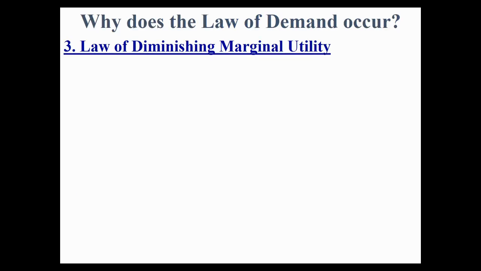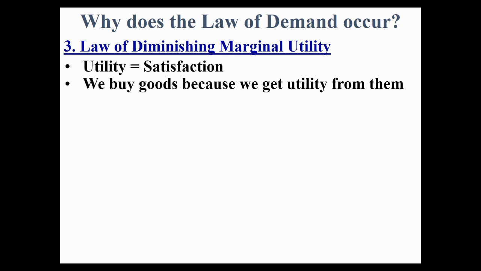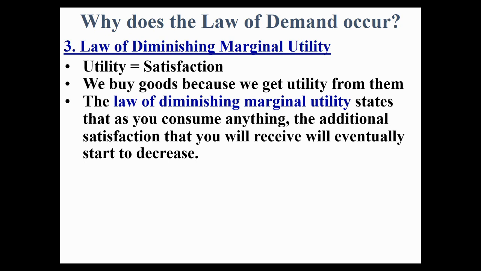The third one is the law of diminishing marginal utility. And once again, this talks about satisfaction. Okay. We buy goods because there's a certain amount of satisfaction that we get from them. So the law of diminishing marginal utility states that as you consume anything, the additional satisfaction will eventually decrease.